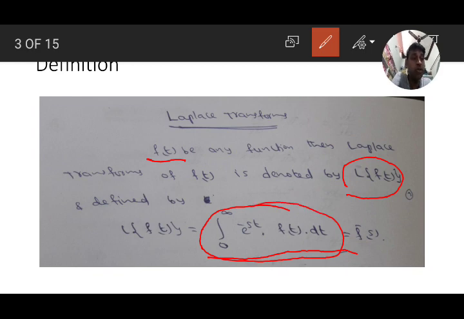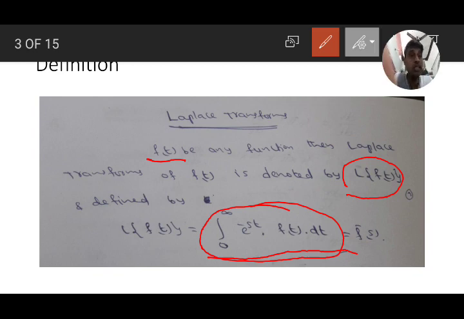that value is called Laplace transform of f of t, and it is denoted by L of f of t, and it is a function of s. The function is in terms of t, and we will get the answer in terms of s, denoted by f bar s. Therefore it is a function of s. So Laplace transform of f of t is denoted by L of f of t, and it is defined as integration 0 to infinity e to the power of minus s into t f of t dt.